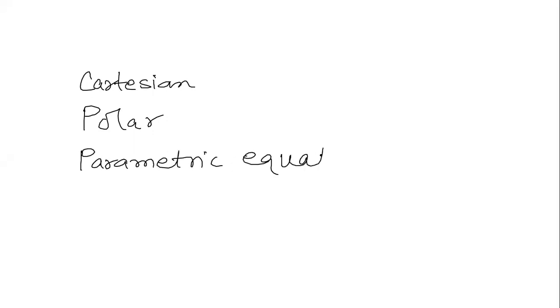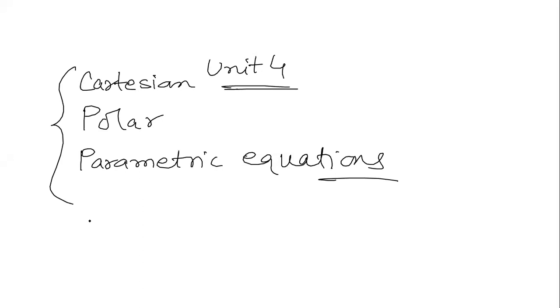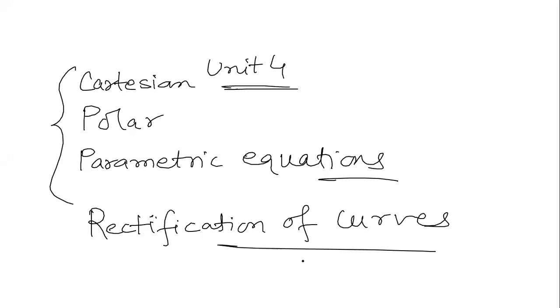Yesterday we have seen the Cartesian equation. Today we have seen polar, and tomorrow at 2:30 we are going to cover parametric equations. And that will be almost the end of unit number 4, because after that the only part remaining will be rectification, of course. That is a part of only 1 hour. So within Saturday, Sunday, and Monday, we have covered most of unit number 4.